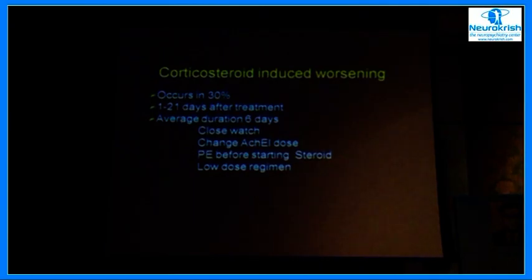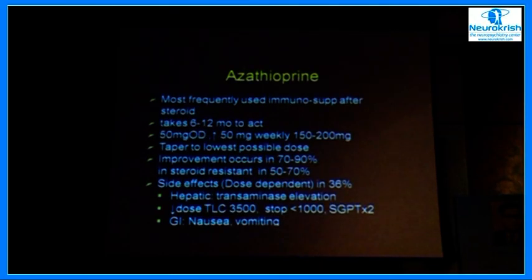Corticosteroid worsening occurs in 30% in 1 to 21 days after improvement, and one should keep a close watch, change the acetylcholine receptor inhibitor dose and do plasma exchange before steroid, or start with a low dose regimen.